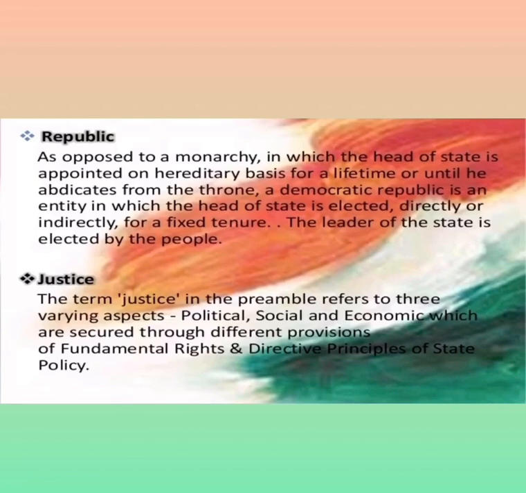Coming to another feature of our preamble, that is republic. As opposed to a monarchy in which the head of the state is appointed on a hereditary basis for a lifetime or until he abdicates from the throne, a democratic republic is an entity in which the head of the state is elected directly or indirectly for a fixed tenure. The leader of the state is elected by the people. Here it means the head of the state is an elected person and not a hereditary position.